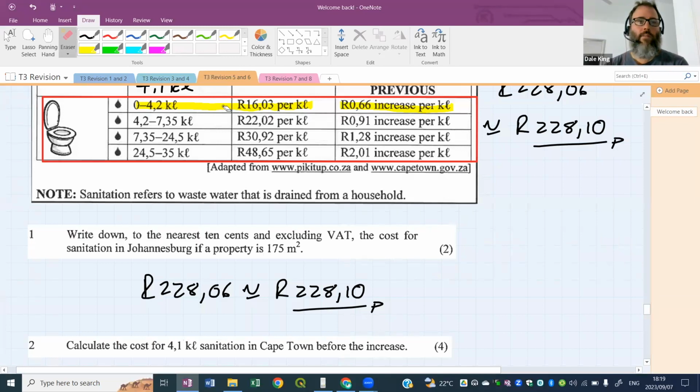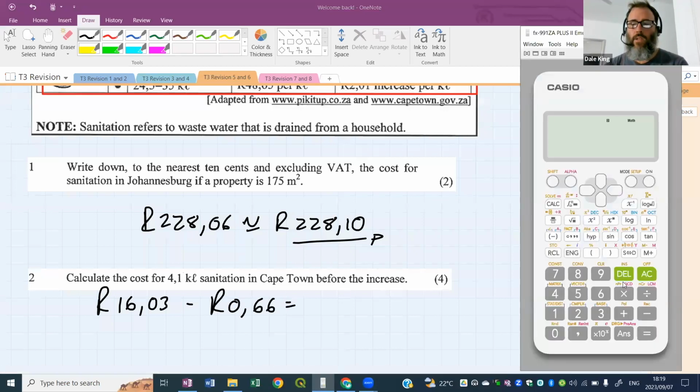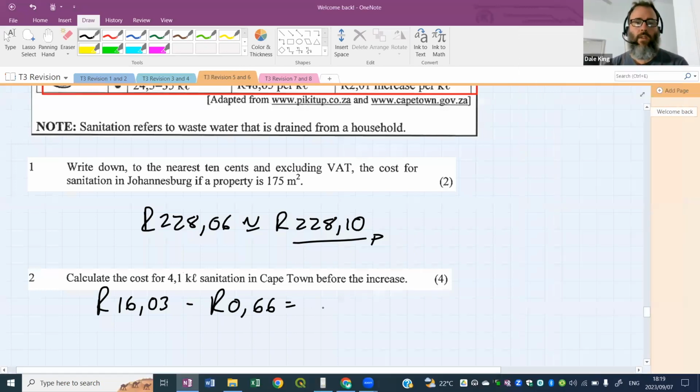So we're going to subtract 66 cents from the new current tariff first to find out what the previous tariff was. So 16.03 minus 66 cents will tell us what the previous tariff was. The previous tariff was 15.37. That was the previous tariff before the increase.